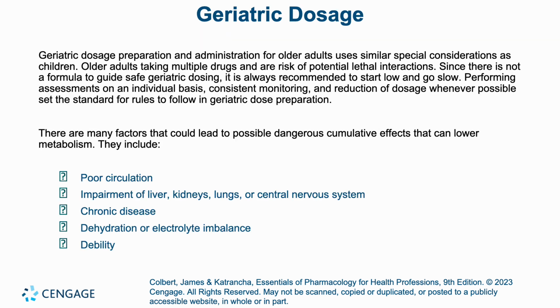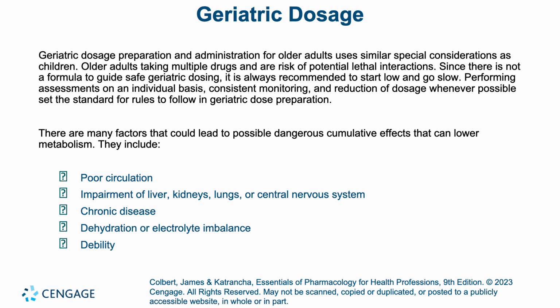Geriatric dosage. Geriatric dosage preparation and administration for older adults uses similar special considerations as children. Older adults taking multiple drugs are at risk for potential lethal interactions. Since there is not a formula to guide safe geriatric dosing, it's recommended to start low and go slow. That's a phrase that you will hear a lot in pharmacology. Start low, go slow. Performing assessments on an individual basis, consistent monitoring, and reduction of dosage whenever possible sets the standard for rules to follow in geriatric dose preparation.